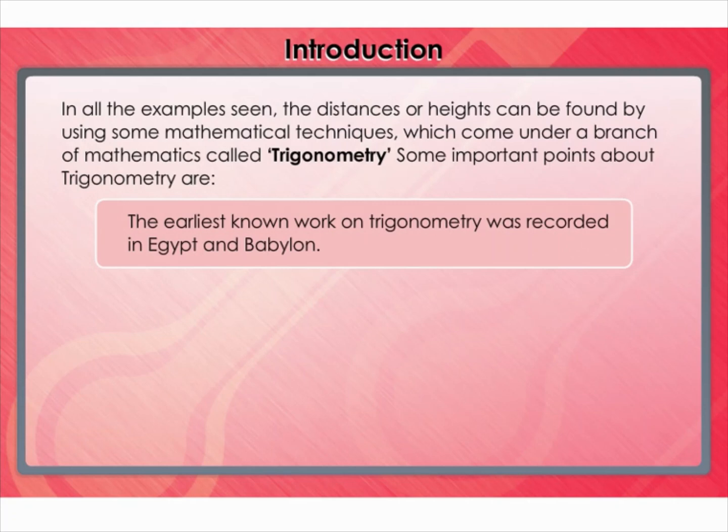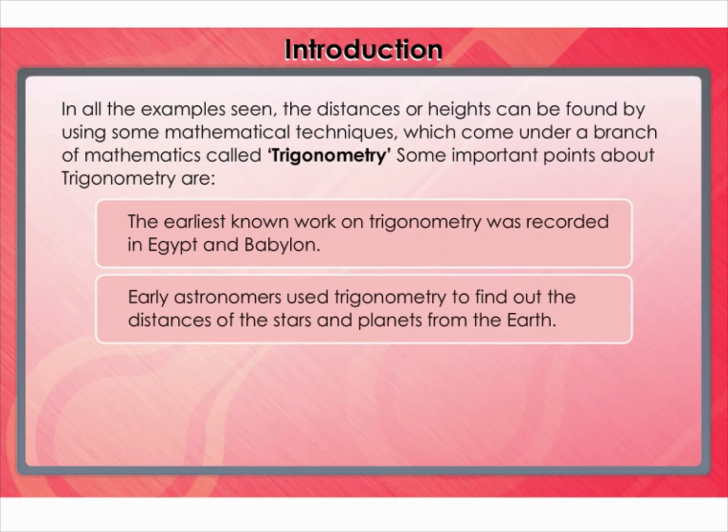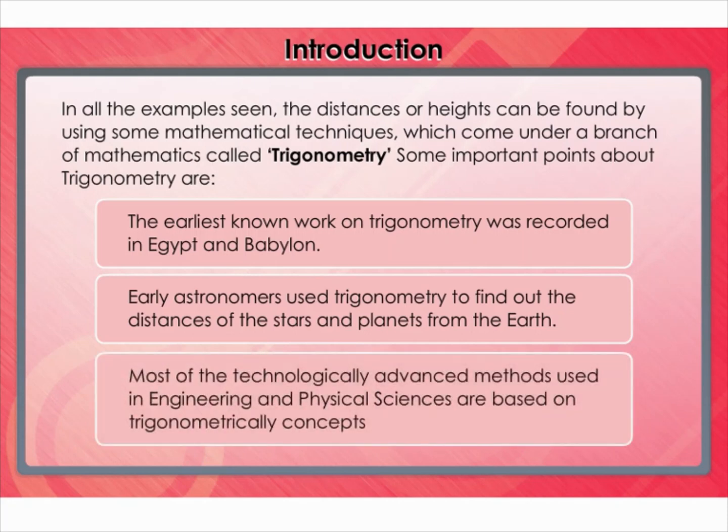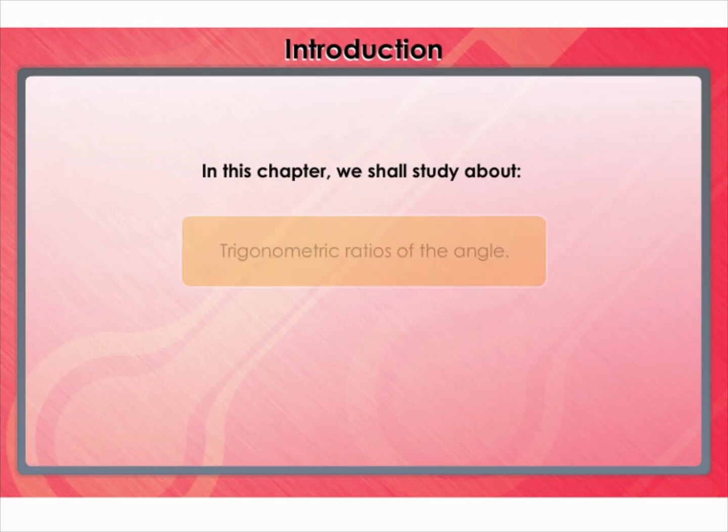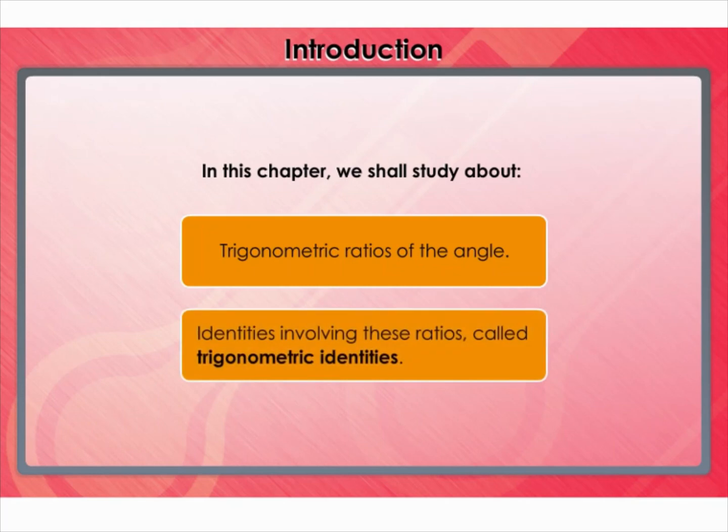The earliest known work on trigonometry was recorded in Egypt and Babylon. Early astronomers used trigonometry to find out the distances of the stars and planets from the Earth. Most of the technologically advanced methods used in engineering and physical sciences are based on trigonometric concepts. In this chapter, we will study some ratios of the sides of a right triangle with respect to its acute angles, called trigonometric ratios of the angle. We will establish some identities involving these ratios called trigonometric identities.